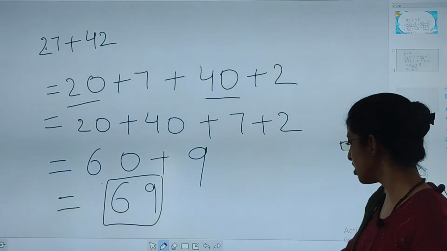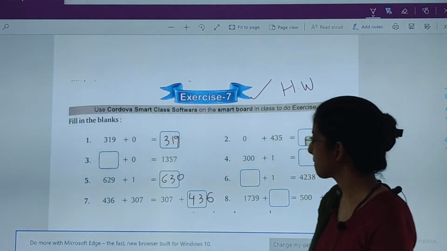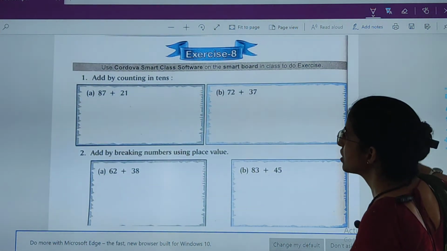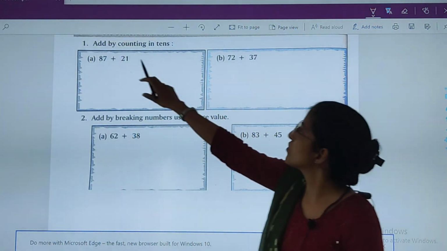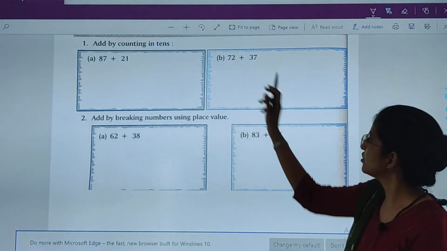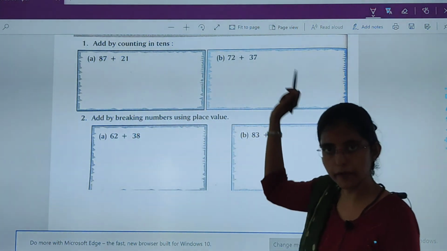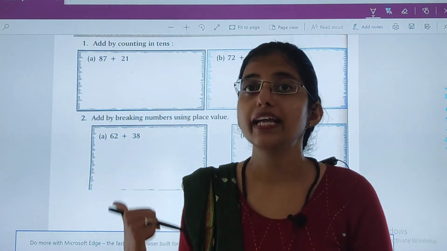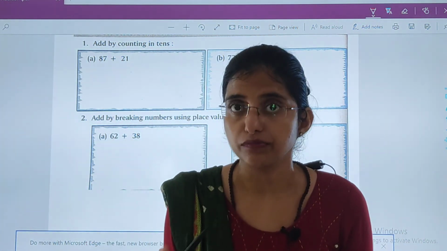Now time for homework. So children, this is your homework. Add by counting tens. 87 plus 21, this is your homework, okay? And this you have to do by applying the trick which I have given you, okay?